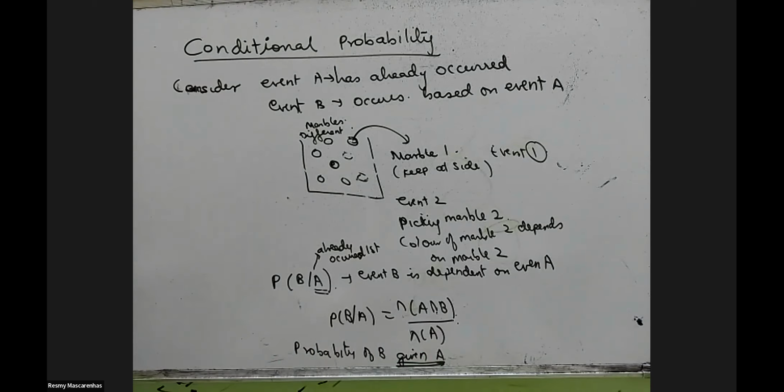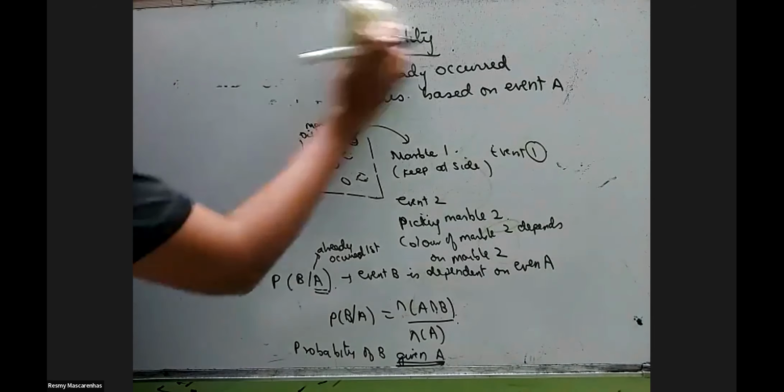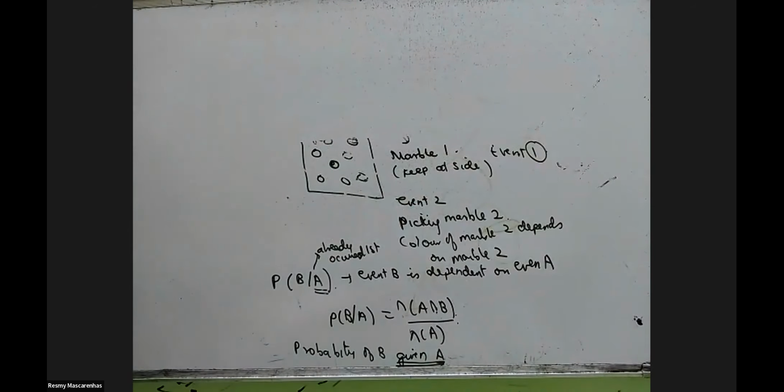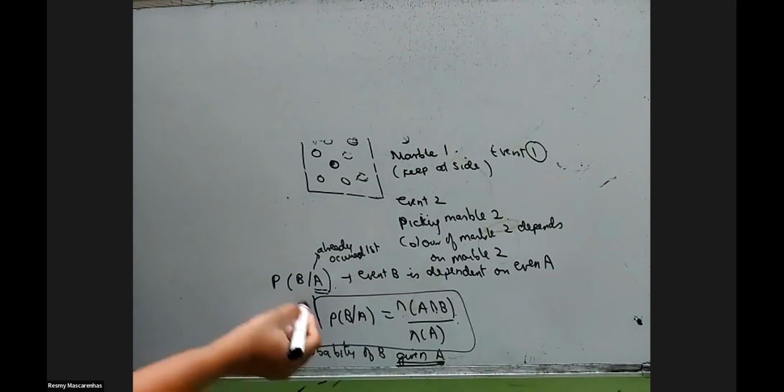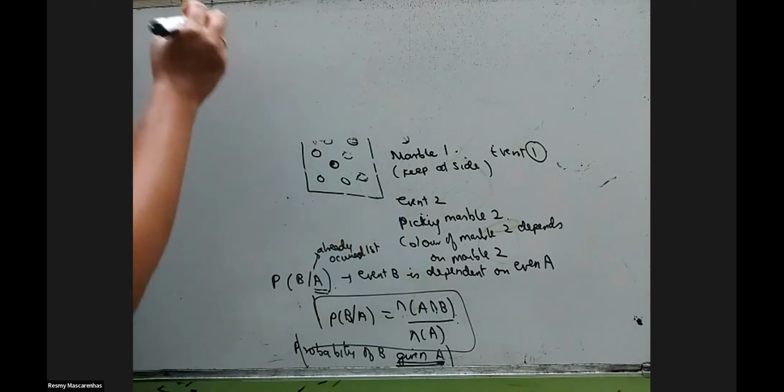Now, as of now, you just write. First, did we solve one problem? It will be a little difficult to understand. This is one part. This is probability of B given A.